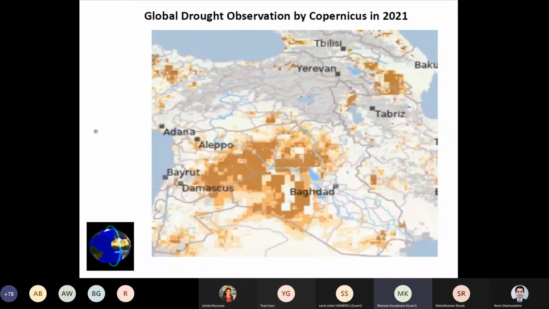We have the global drought observation by Copernicus in 2021. We can see this space image from Copernicus, and we can see the brown color in Syria and Iraq.